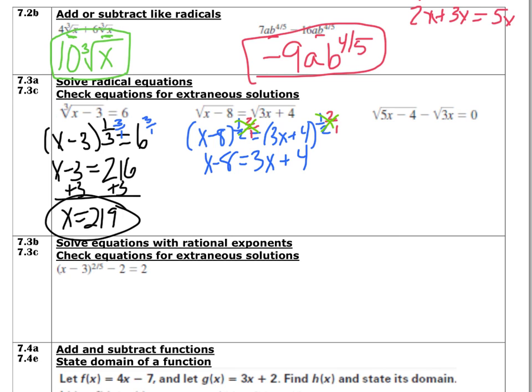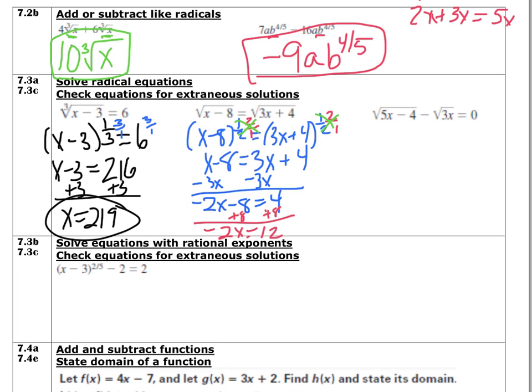Now we just have to go ahead and solve this equation. I'm going to bring 3x over to this side, so I'm going to subtract 3x from both sides. When we do that, we get negative 2x minus 8 equals 4. Now I have to move the 8 by adding 8 to both sides. That's going to leave me with negative 2x equals 12.